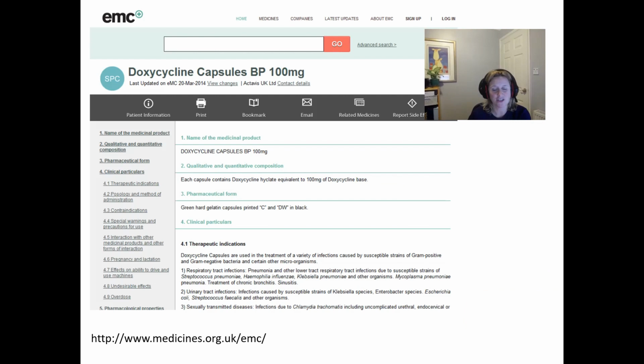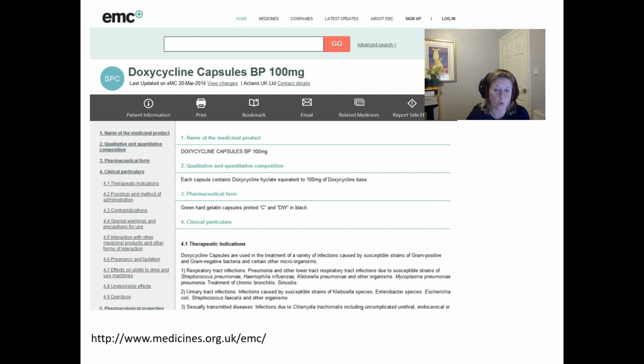In addition to the BNF, the box and the patient information leaflet, you can also look up the summary of product characteristics, the SPC. This is a legal document which lists all the possible side effects of a medicine. This can be found on the Electronic Medicines Compendium, and we encourage you to look this up and use this throughout your degree program. So, emedicines.org.uk/EMC.